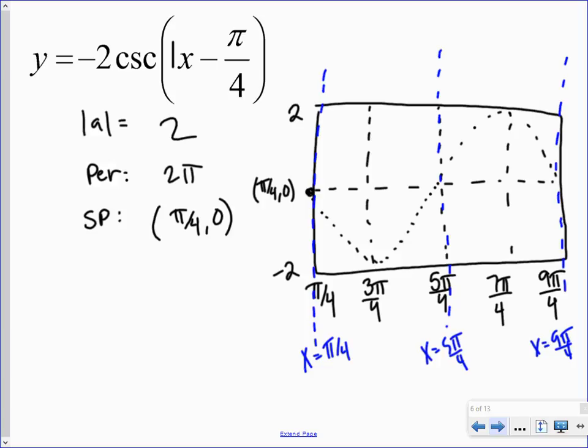Okay, so we'll share a point down here. If you label this, you should have 3 pi over 4 comma negative 2. And then this is 7 pi over 4 comma 2. And then I've got cosecant.